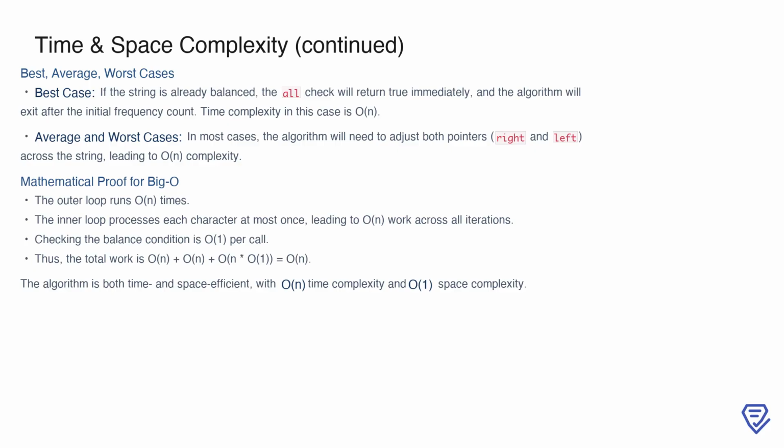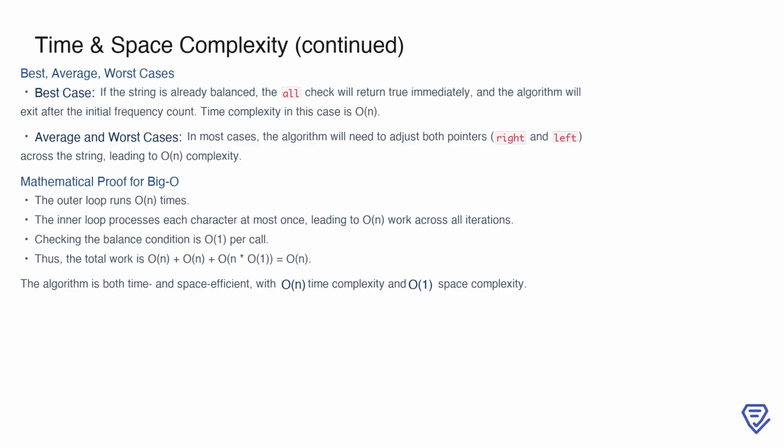In average and worst case scenarios, the algorithm needs to adjust both the right and left pointers across the entire string to maintain the dynamic window. Even in these cases, the time complexity remains O(n), because each pointer processes each character at most once. To confirm this mathematically, the outer loop runs O(n) times, and the inner loop processes every character at most once, resulting in O(n) work overall.